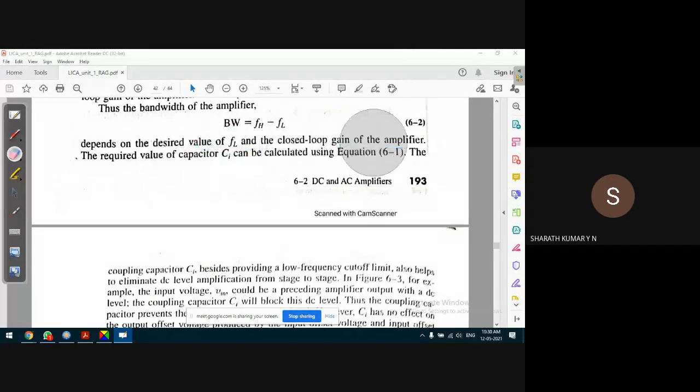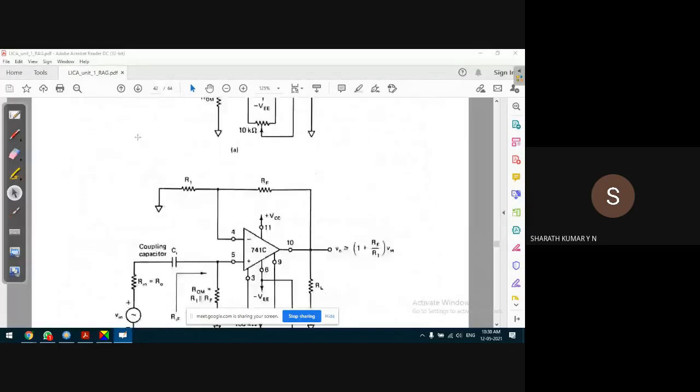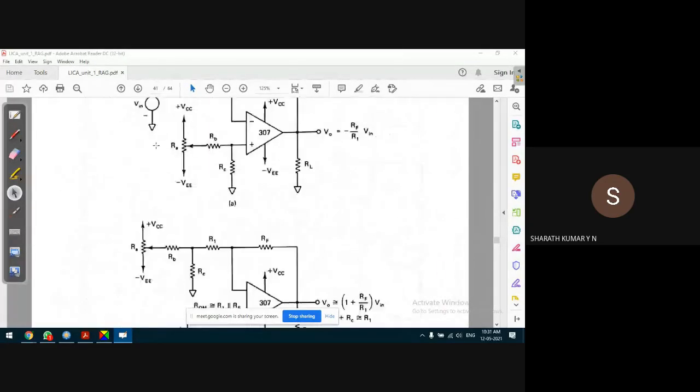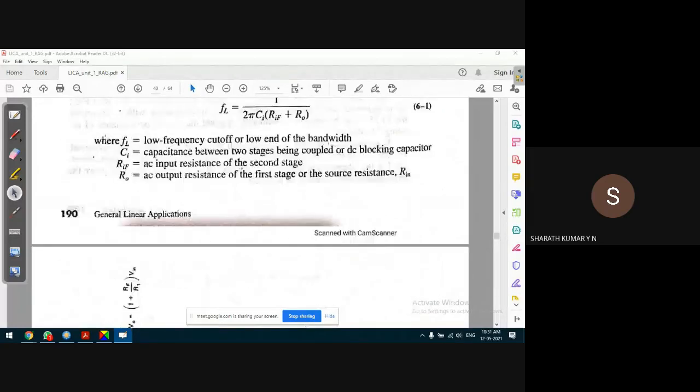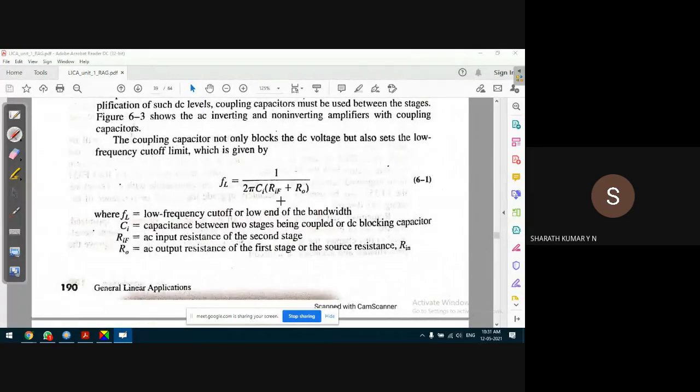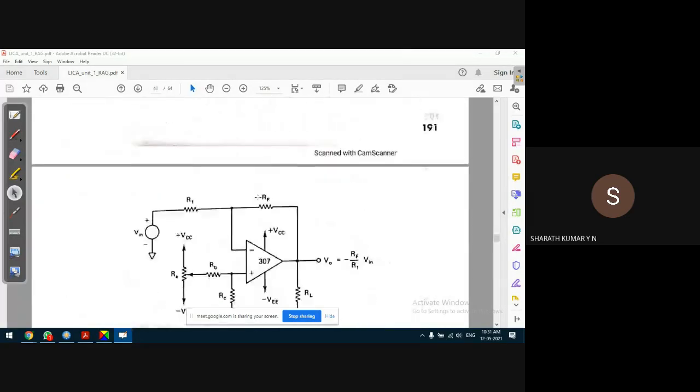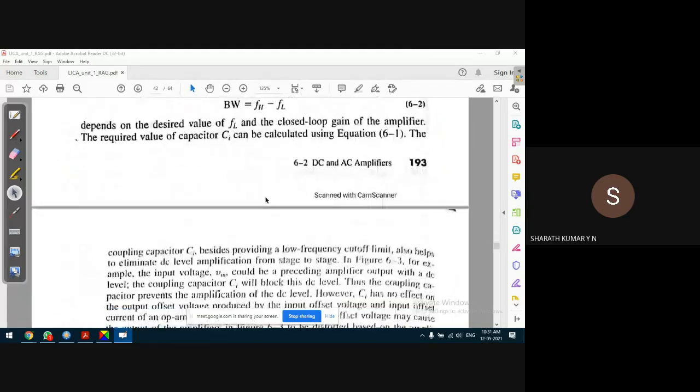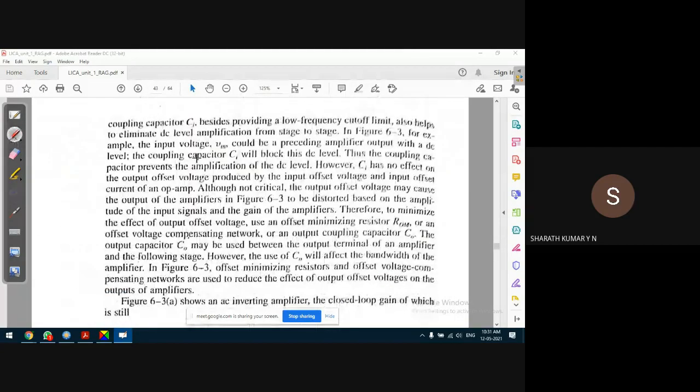For a given lower cutoff frequency, we can calculate the value of CI using this same formula. So if FL is given, then we can find out CI. CI is equal to 1 by 2 pi FL times the effective input resistance, because ROM can be negligible. You can find out the value of the unknown capacitor. There is a coupling capacitor which can be used in the circuit.